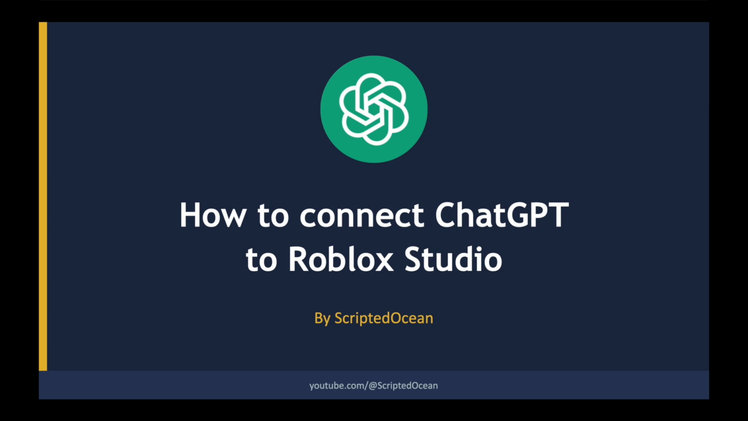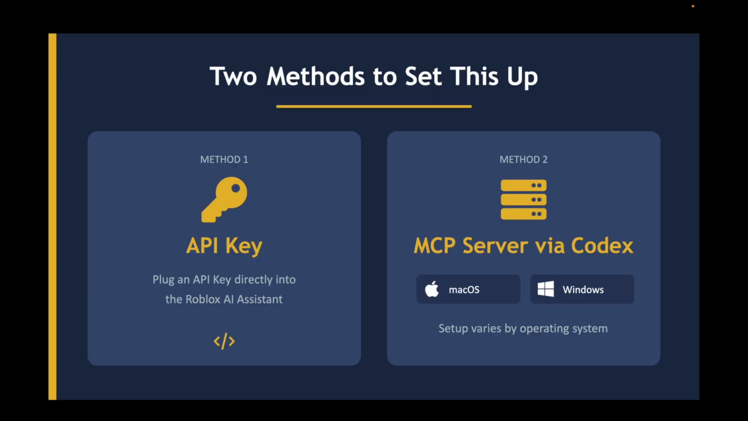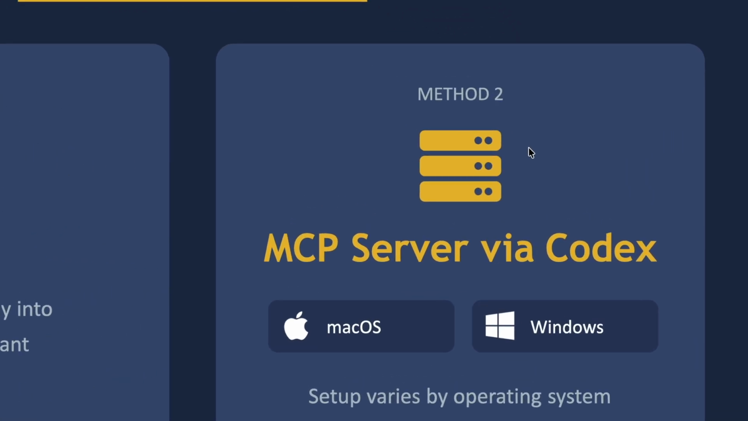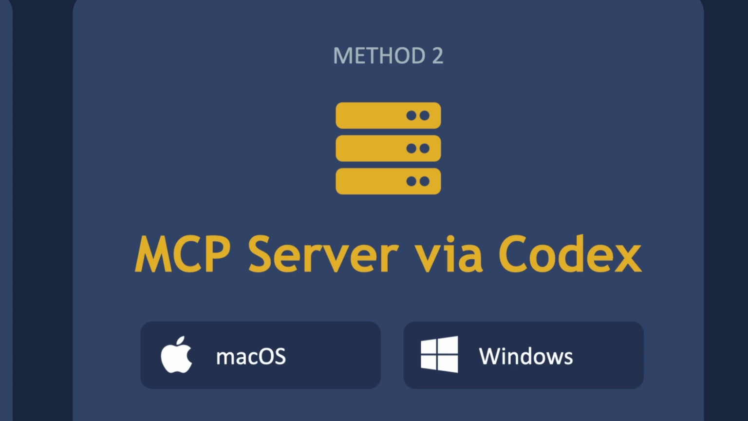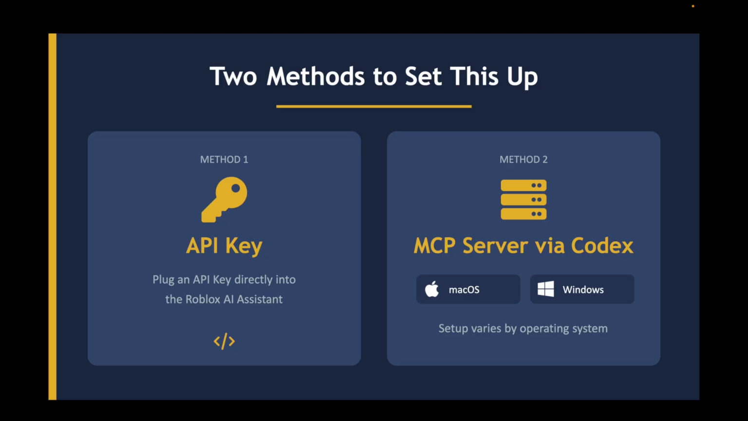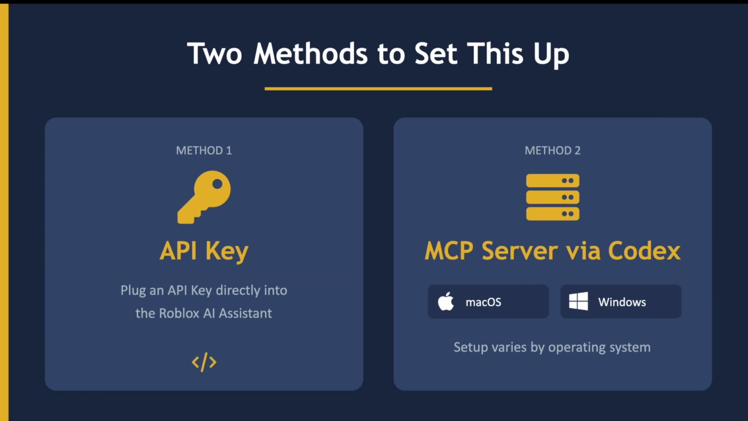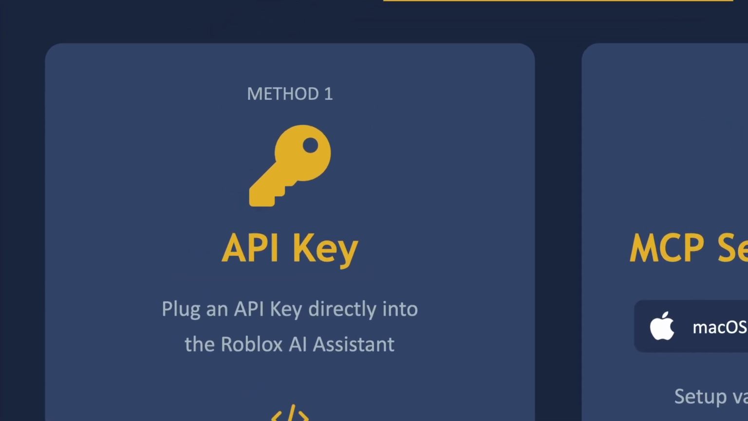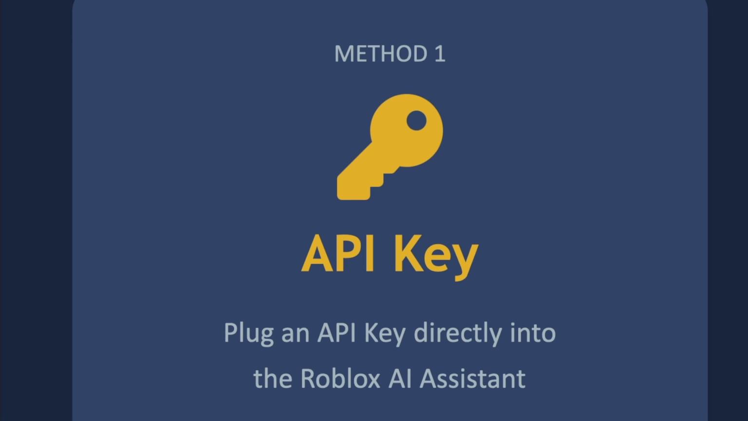So with that out of the way, let's get straight into it. Alright, there are 2 ways to set this up. The first way is through an API key. You plug the API key directly into the native Roblox AI assistant. Now let's talk about the second method. This method involves using an MCP server via the Codex desktop app and the Codex CLI. This one has a specific setup for both macOS and Windows. For method 1, it doesn't matter whether you're on macOS, Windows, or something else entirely.